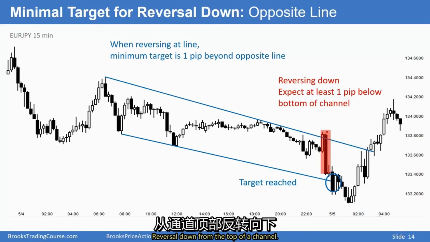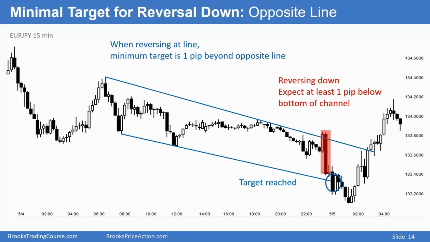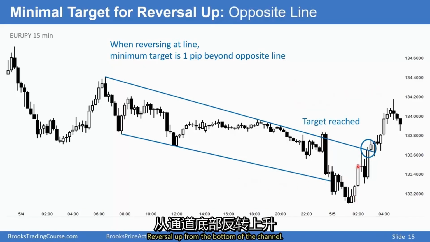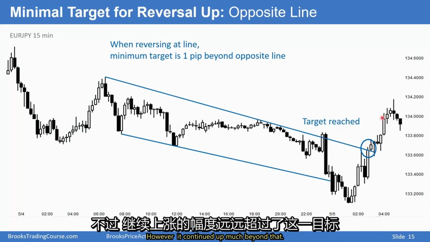Reversal down from the top of a channel. Minimum target is a little bit below the bottom of the channel, and that target was reached. Reversal up from the bottom of the channel. Minimum target a little bit above the top of the channel, and the bulls reached their target here. However, it continued up much beyond that.